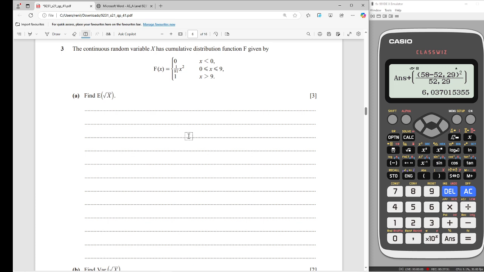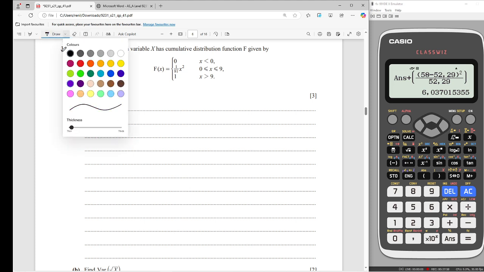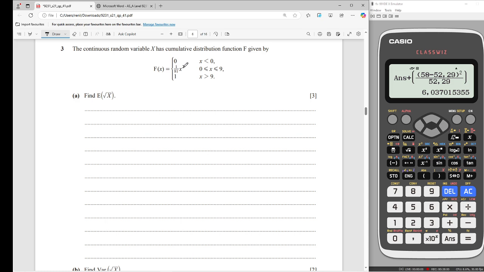And moving on, we have here continuous random variables. This should be relatively simple because we only have one function, that is 1 by 81 times x squared. So to find the expected value of root x, we have the CDF. Do note this is called the CDF, which is the cumulative distribution function. And now we need to find the PDF first. To calculate the PDF, we just need to differentiate this function right here.